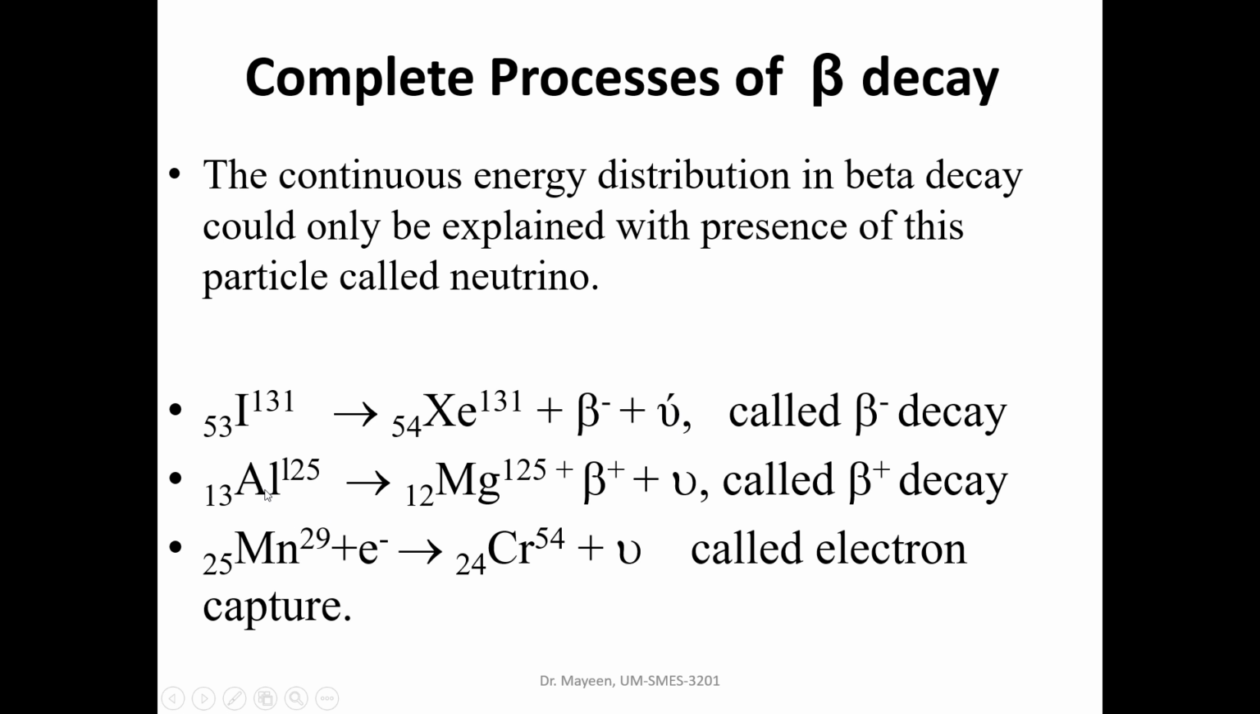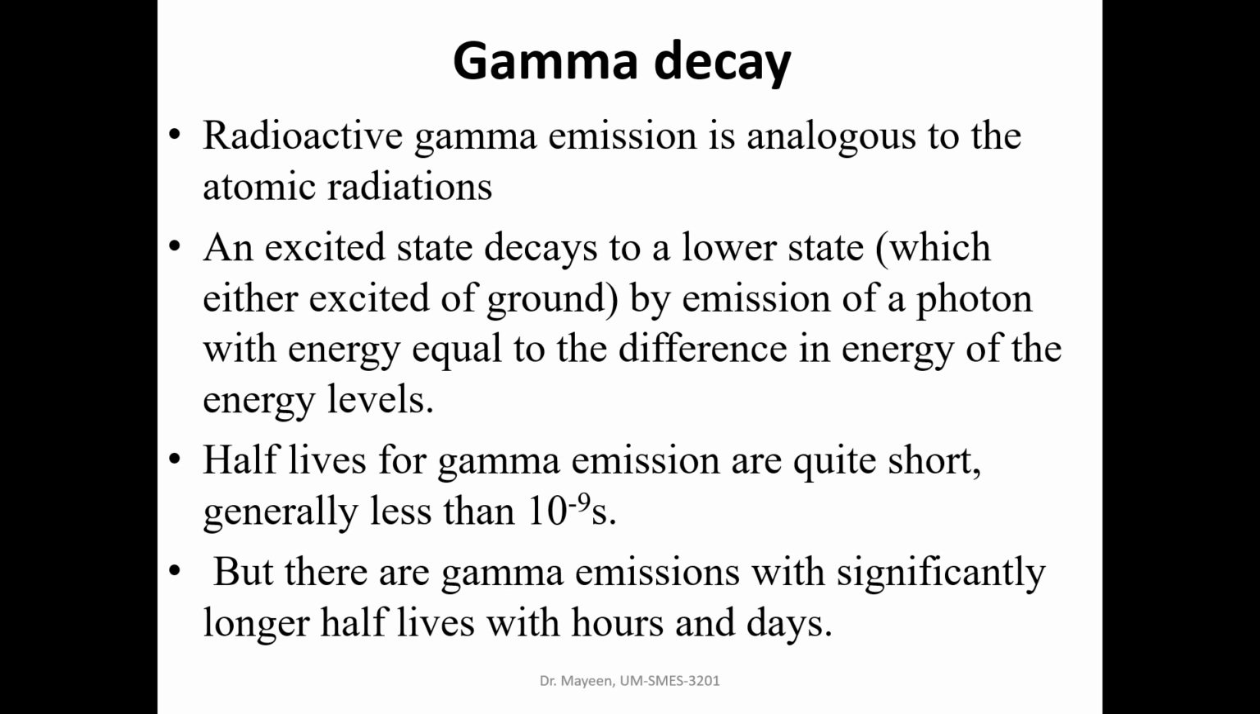Similarly, if we have aluminium, after beta positive decay we have a magnesium nucleus, and the particle here is a neutrino. The same is the case for electron capture: we have manganese atoms, and when one captures an electron, it is converted into chromium along with an antineutrino. So that is the complete process for beta decay.